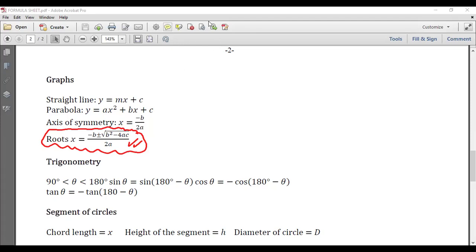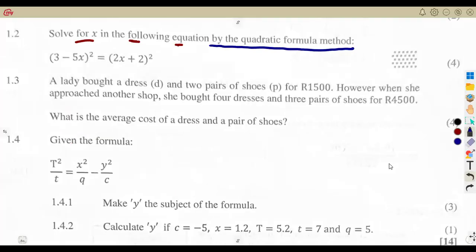As we understand, the quadratic formula is supposed to be used when we have an equation in this format: ax squared plus bx plus c is equal to 0. That's why we use this formula. But look at this. We do not have that. This is not the basic equation, so there's something that we need to do there.